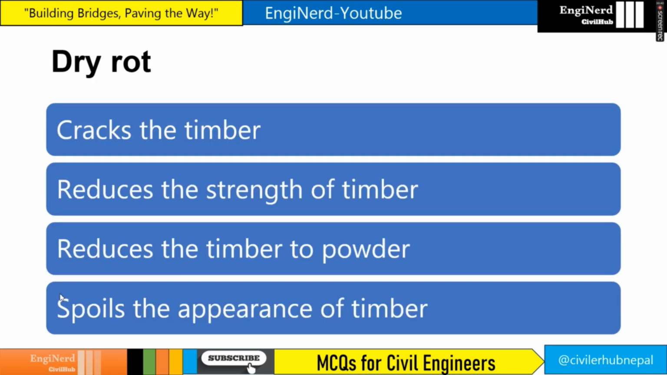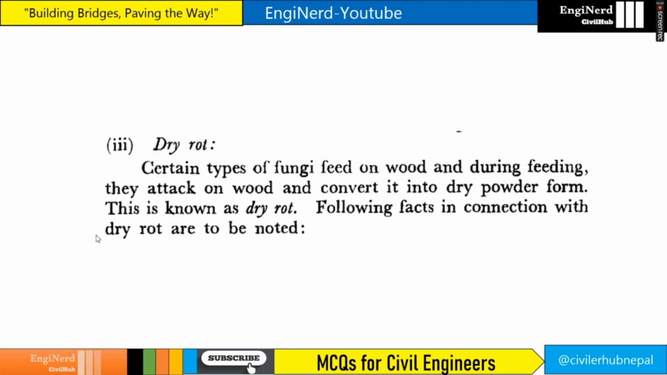Dry rot reduces the timber to powder, right? This is the answer. We see here in the dry rot, certain types of fungi feed on wood, and during feeding, they attack the wood and convert it into dry powder form, right?